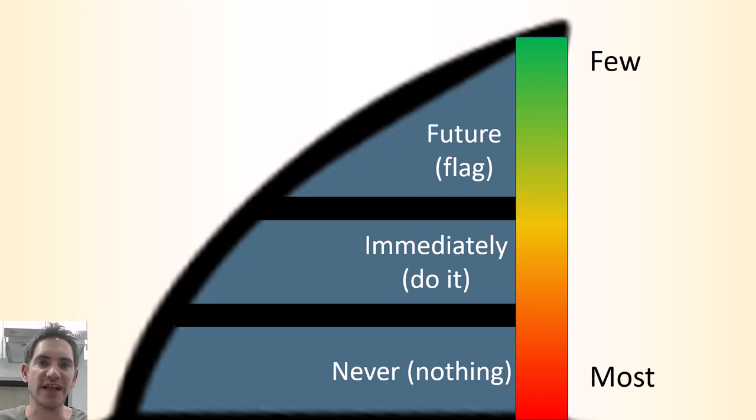So the future ones, you flag them, you put them in a place where you can still access them. And they can be in any folder, but if they're flagged or if they're starred on Gmail, then you can still get to them through the sidebar that I'll show you in a little bit. The immediately stuff, that you've already done it, so you don't have to worry about it.